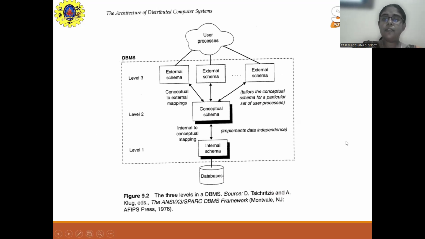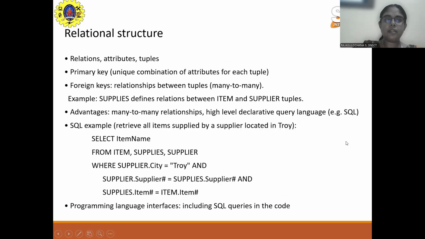In previous days, we have used a two-level architecture, and now we have moved to a three-level architecture. So now let us see what the relational structure of DBMS is. It contains various relations, attributes, and tuples. As I said, a relation is a table, attributes are the columns, and tuples are the rows.